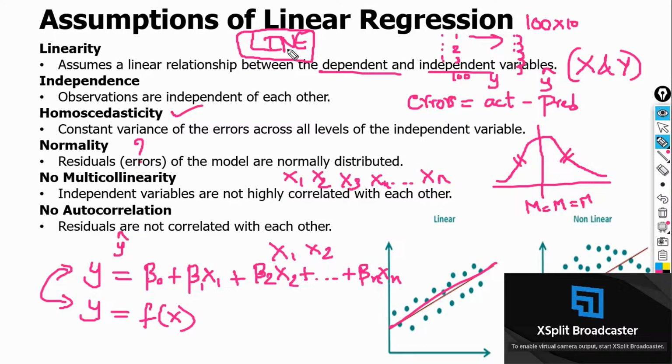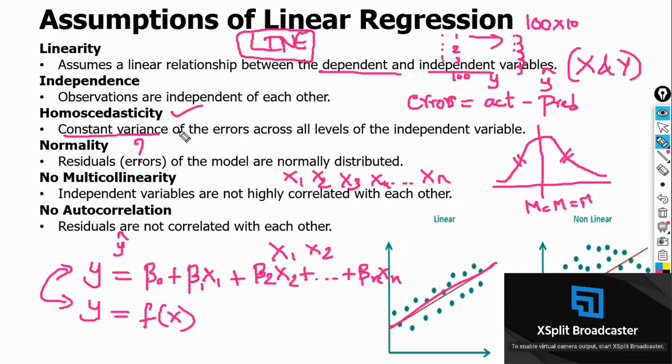Then N represents normality. Which value should be normally distributed? The errors, the residuals that we get, should be normally distributed. And finally E represents equal variance, which is constant variance, nothing but homoscedasticity. Between the errors, constant variance should be observed. If the variance across the errors is changing and not constant, then we say it is heteroscedasticity.